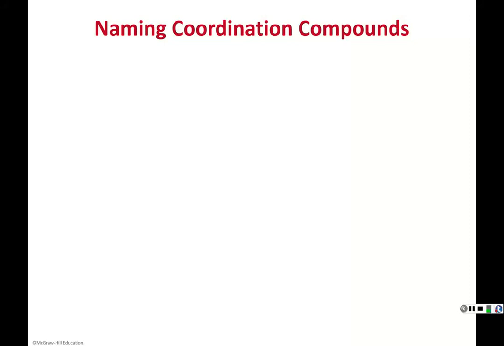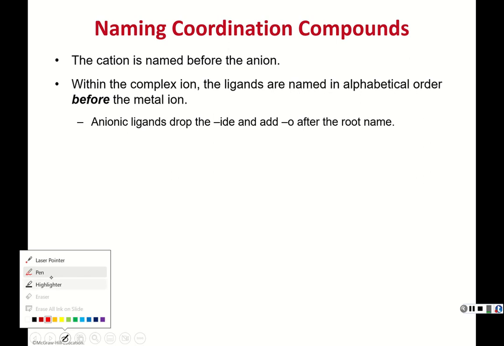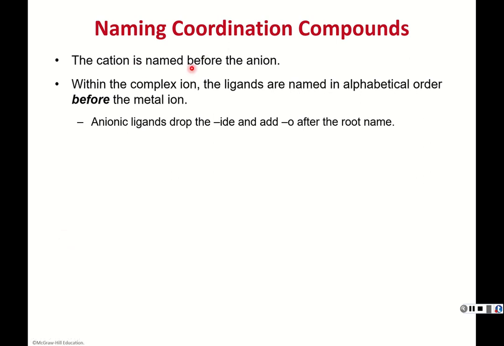Okay. So how do we name coordination compounds? Again, the cation is named before the anion. So cations always come first. Within the complex ion, so within the brackets, the ligands are named in alphabetical order when applicable, before the metal ion.